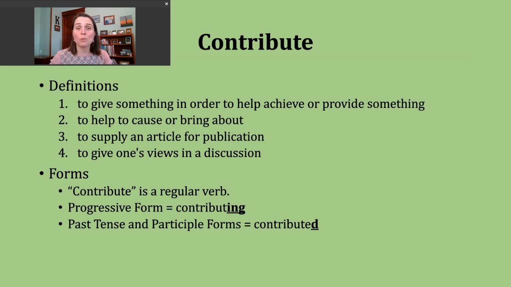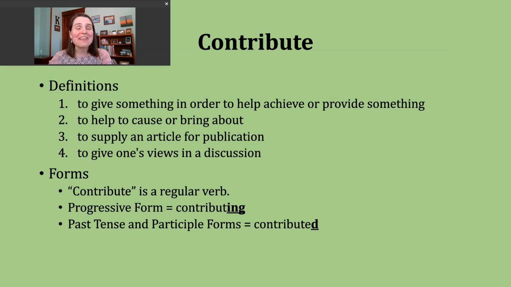Now, a second way contribute is used, to mean to help, to cause, or to bring about something. So with this second definition, I feel like we might hear examples of one thing contributed to the accident, right? So there might be multiple causes of something, right? But one thing can help bring about an accident, for example.